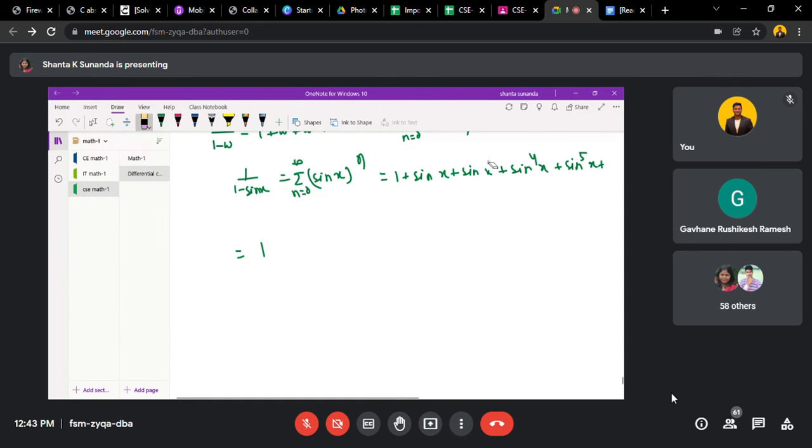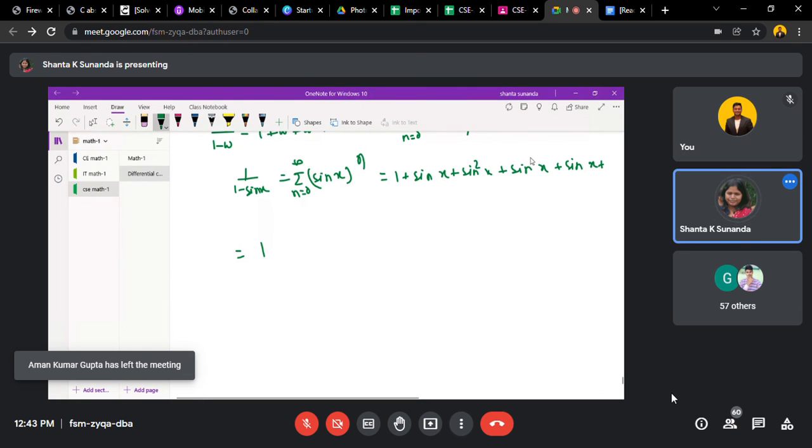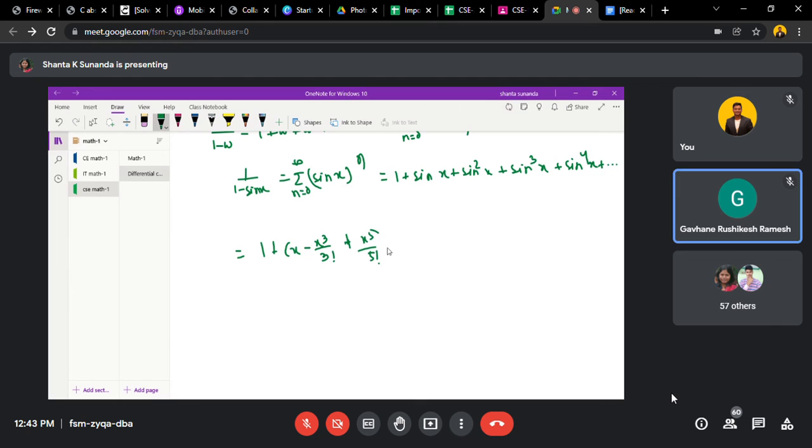But here also you have to do it, only the addition and subtraction. Okay, 1 plus sine x, sine square x, cube x, 4x. Got it? Now for sine x we have x minus x cube by 3 factorial plus x power 5 by 5 factorial. Okay, so this is one.